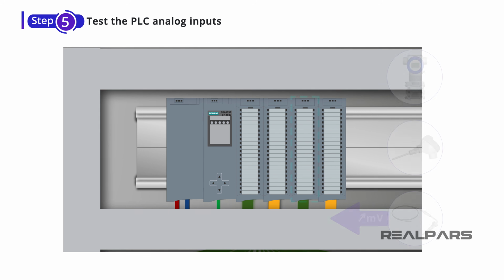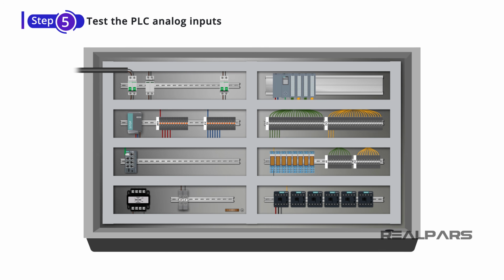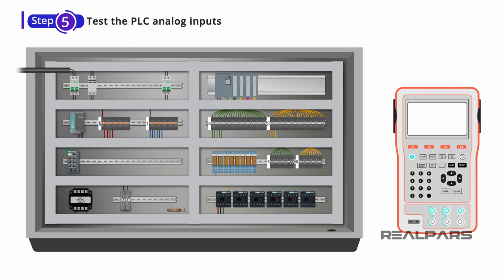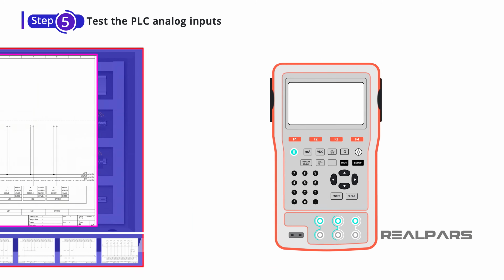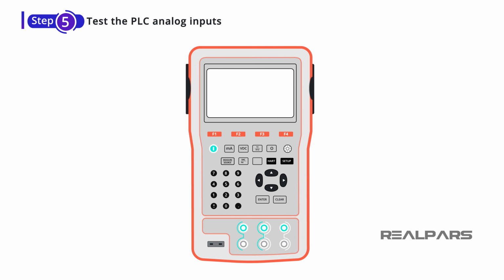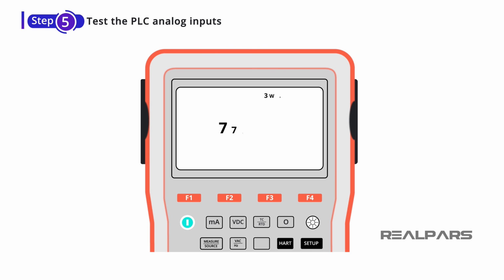millivolt signal. To test the analog input card and wiring in your control panel, you need two things: a signal simulator like this, and the wiring diagram of the control panel. Simulators are capable of giving you signals that are produced by transmitters, RTDs, and thermocouples.